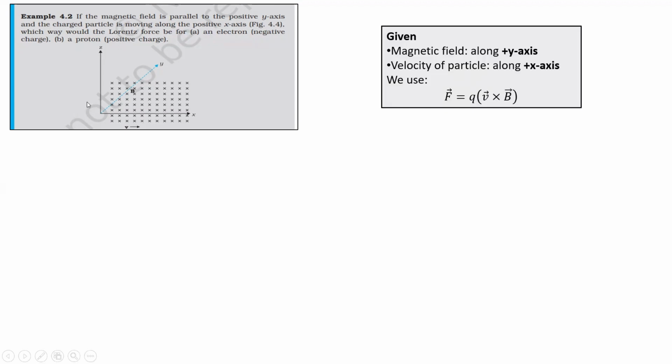Magnetic field is along the y-axis, right? Parallel means, okay, we will take it along the y-axis, and the particle velocity is along the positive x-axis. Movement of the particle along the x-axis means velocity is along the x-axis. The force experienced by a charged particle, that is the Lorentz force, is given by F equal to q into v cross B.